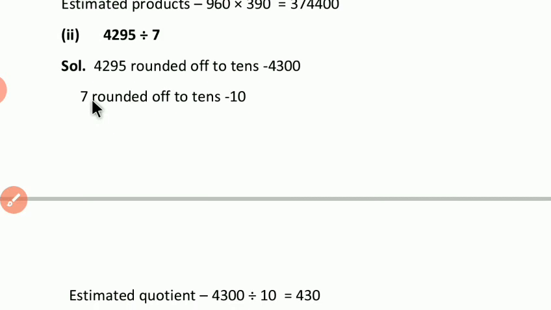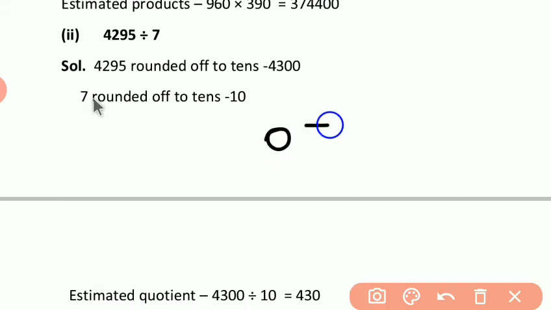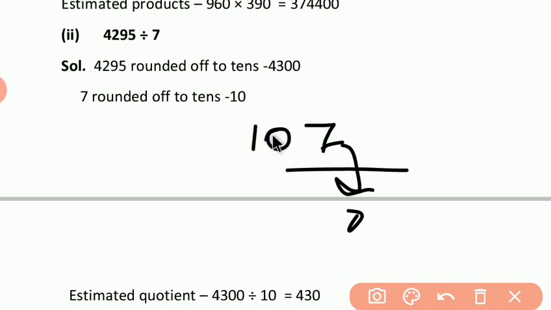Then 7 rounded off to tens. You can see that 10 is near to 7. Rounding off to tens means in the tens digit, which number is nearer. Same here, 10 is near to 7, or you can say that here it is greater than 5. So in place of 7 you have to write 0, and you have to increase the tens digit by 1. Here nothing is given, which means it is 0 and 7. So plus 0 plus 1 is 1. It means it is 10.